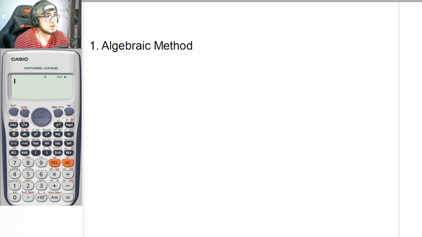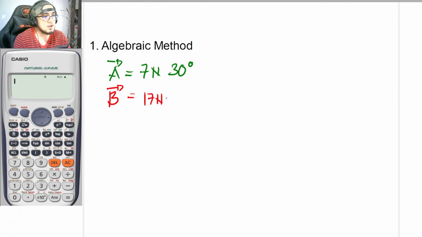So for example, let's say you have a vector A, and your vector A is equal to 7 newtons, 30 degrees. And let's say that you have a second vector, let's say 70 newtons, and it is also 30 degrees. And let's say we have a third vector that is, let's say, 10 newtons, 30 degrees, or let's say negative 10 newtons, 30 degrees.